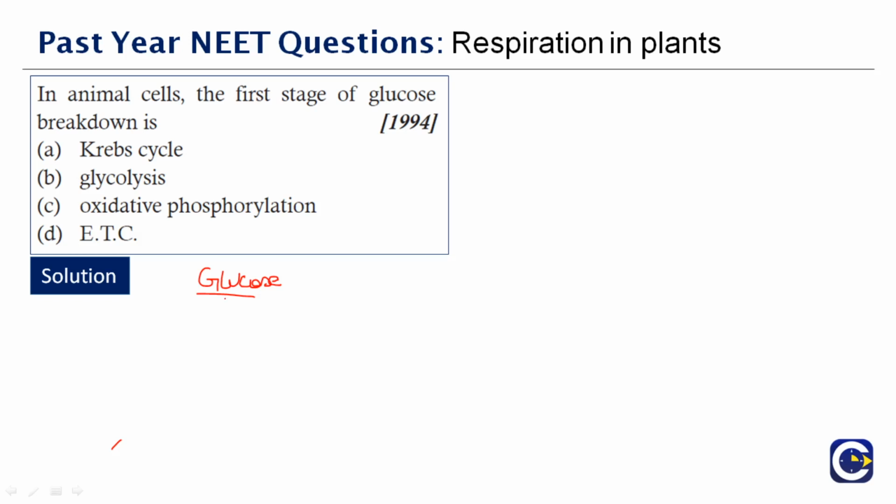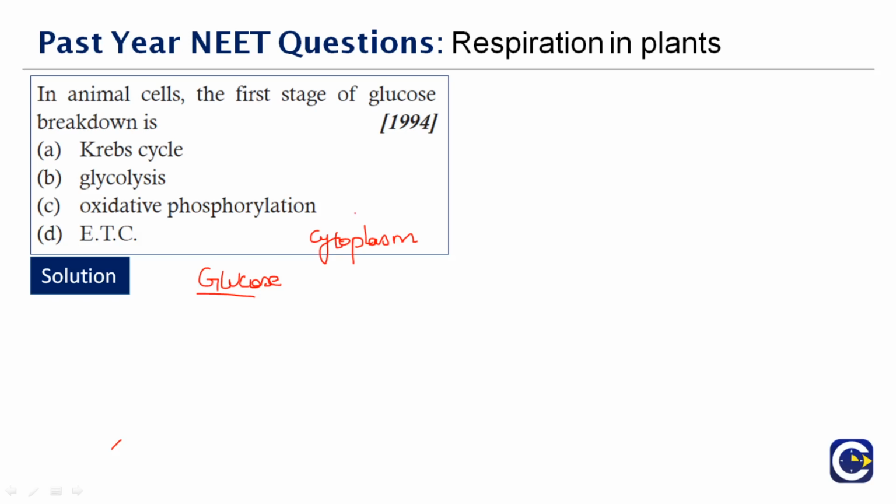Glycolysis can take place with or without oxygen. Glycolysis will produce 2 molecules of pyruvate, 2 molecules of ATP, 2 molecules of NADH and 2 molecules of water. So where does glycolysis take place? It takes place in the cytoplasm of the living cell.